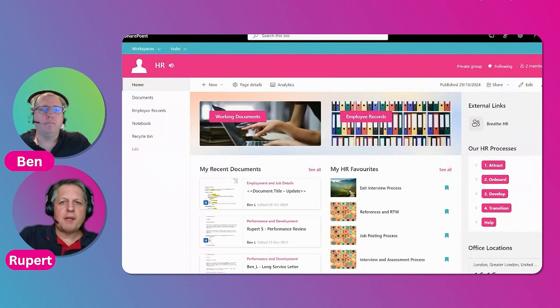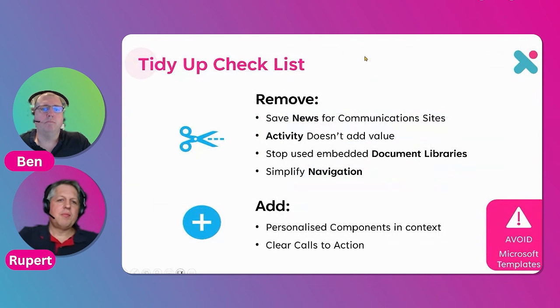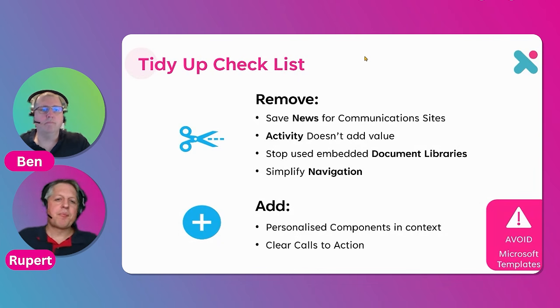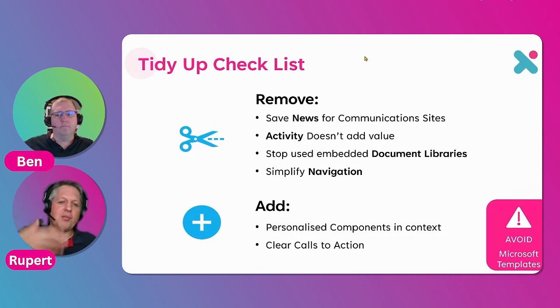Okay, so Ben, I'm just going to summarize what you talked about there. Use the out-of-the-box site, but the plain one is generally where we're going. As you see in the bottom corner, we say avoid Microsoft templates. I think it has to be quite a unique use case where that actually adds value. Then start by removing the noise and news component, and the activity component we don't tend to use. We talked about the embedded document libraries causing a confusing end user experience because of the different user interface. And then simplify the navigation as well. There's some stuff on the left-hand side there which was removed by Ben.